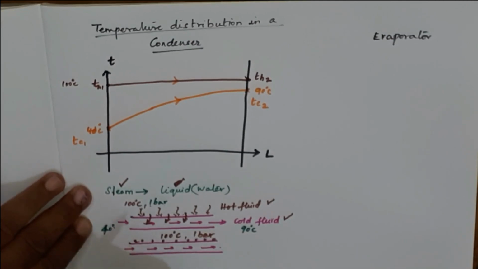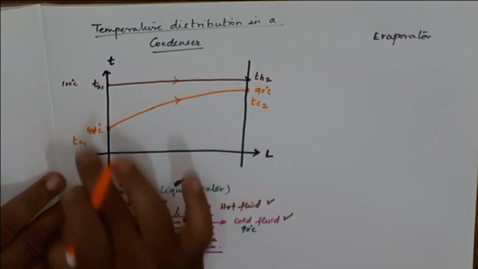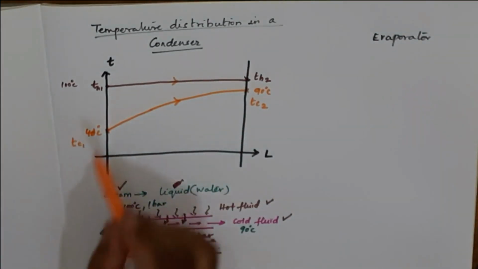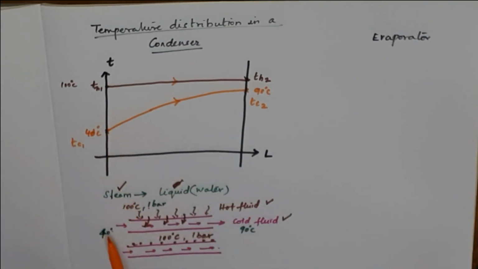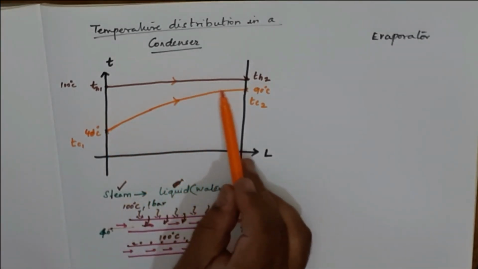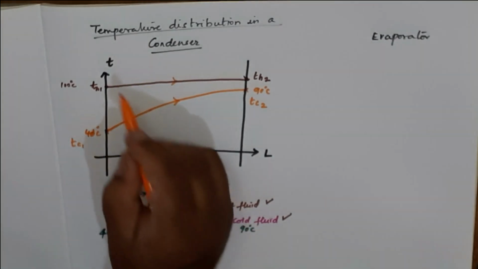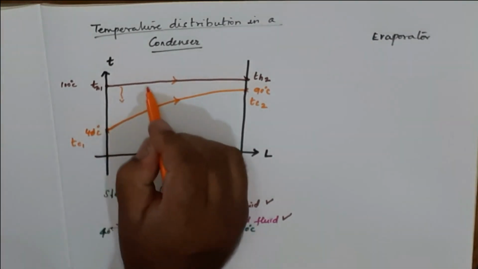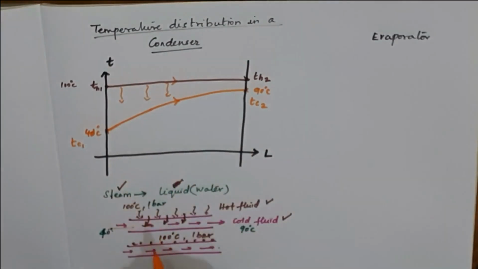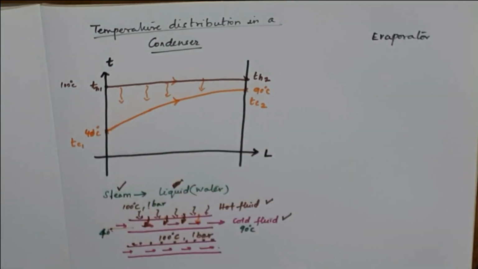So this is the temperature distribution in the condenser. Throughout the length, from 40 degrees it enters here and leaves at 90. It enters at 40 degrees, and gradually the temperature increases. It exchanges heat from the hot fluid. But the temperature of the hot fluid remains constant. That is what you have to understand.